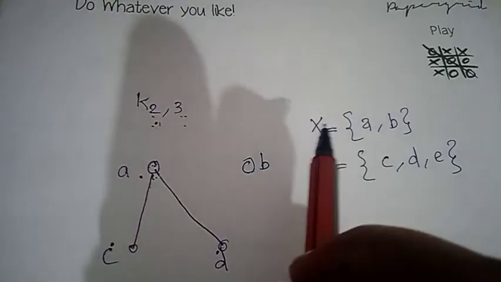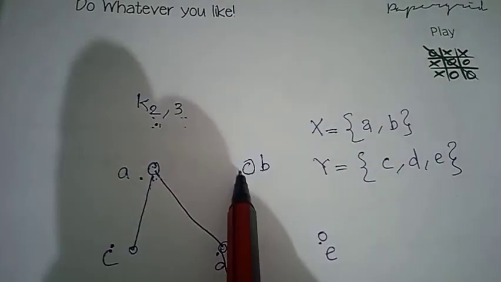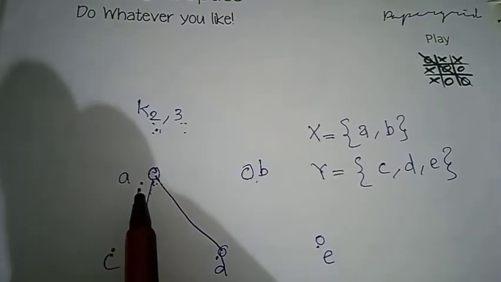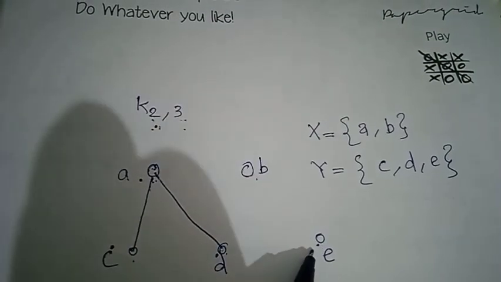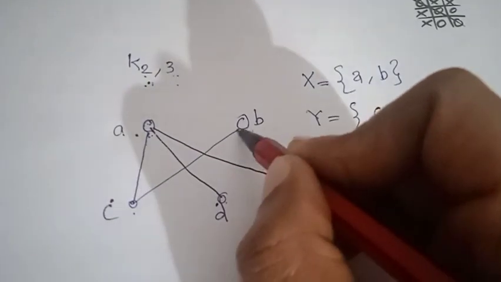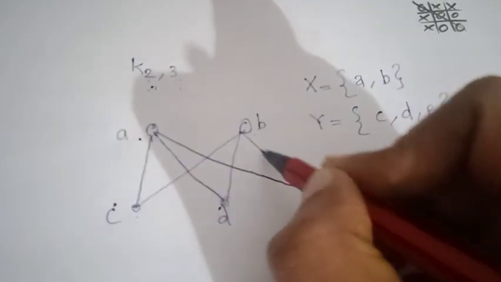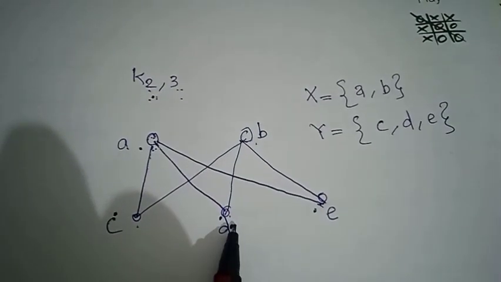A is connected to D. In a complete bipartite graph, each vertex in X, that is A and B, is adjacent to every vertex in Y. This is a K23 complete bipartite graph.